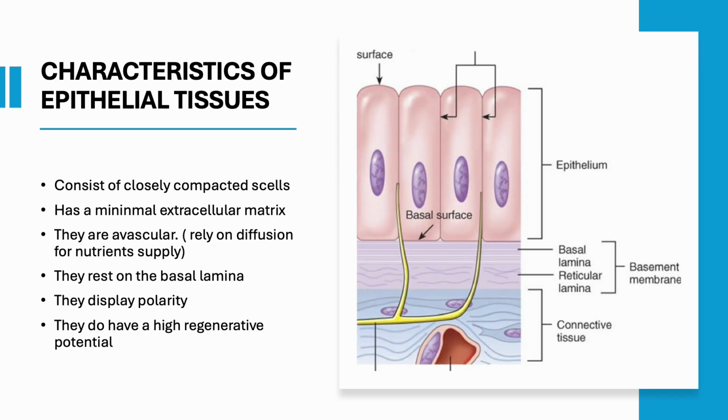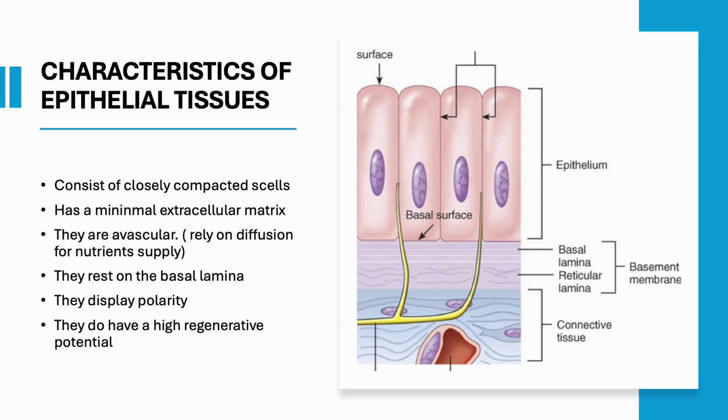Epithelial tissue characteristics: it consists of closely compact cells and has a minimal extracellular matrix. They are avascular, they don't have vessels. They rest on the basal lamina. They display polarity. They do not have high regenerative capacity. As you can see here, we have centrally placed nucleus, packed together with minimal extracellular matrix. The apical surface and the basal lamina of the cell. Then we have the connective tissue connecting to the basal membrane that connects the epithelial tissue and the connective tissue together.